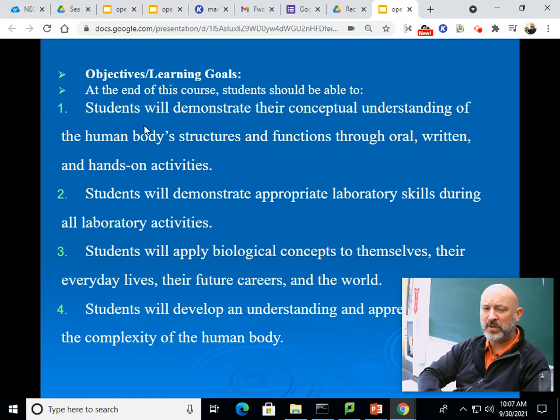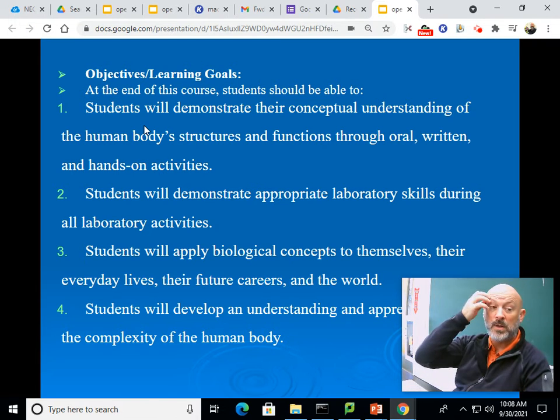Hopefully, they will gain some laboratory skills as well, and we're also hoping that they will apply the concepts that they learned about the human body, not only to themselves but also to their careers and to other aspects of their future. And then lastly, we're hoping that the students will gain an appreciation of just how complex the human body is and how much of a miracle it is that all these systems come together to keep us alive, right? To maintain homeostasis.